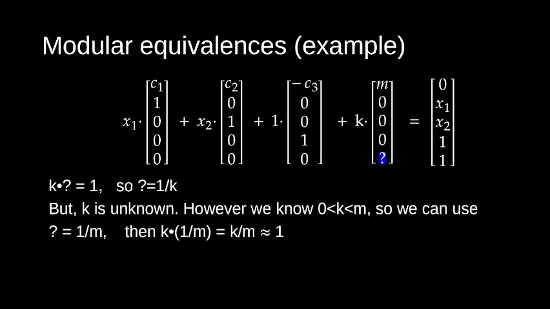But k is actually unknown. But we know the upper bound of k is m. So the best we can do is replace 1 on k with 1 on m. And that'll be approximately 1, somewhere between 0 and 1.